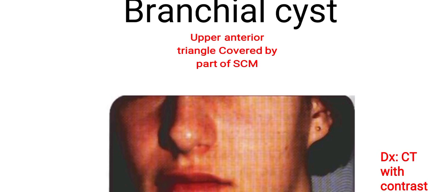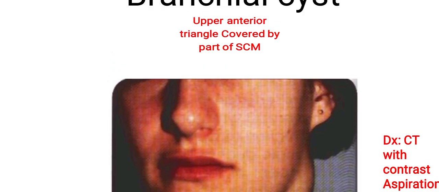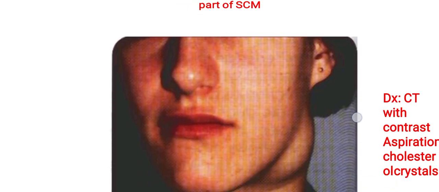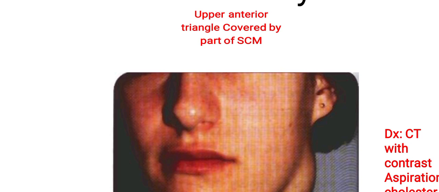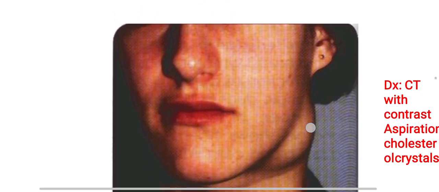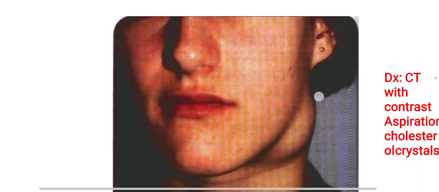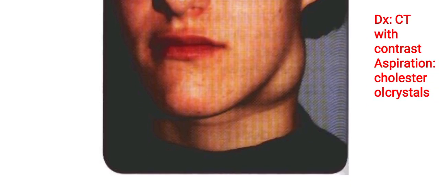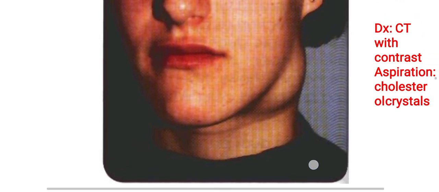Our next picture is the branchial cyst. Here you can see this left-sided swelling in the upper anterior triangle covered by part of the sternocleidomastoid muscle. So this is the picture of a branchial cyst. Diagnostic investigation is CT with contrast, and aspiration is needed.